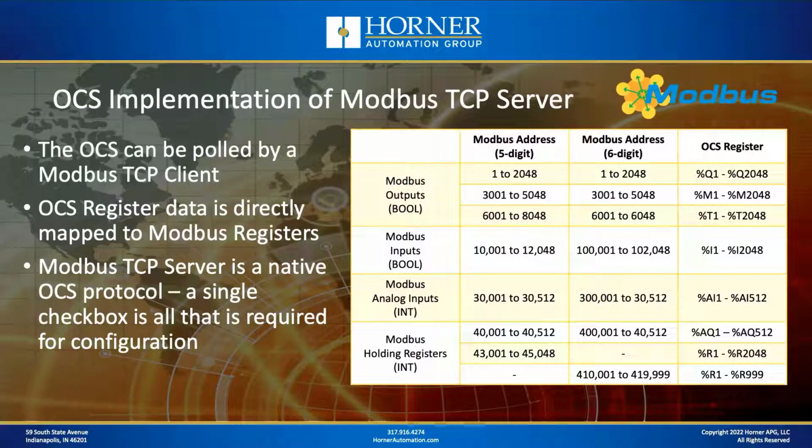Okay, now in terms of the OCS implementation of Modbus TCP server, where the OCS is sitting there waiting for a query from a client and responding when they're polled, in that implementation, the OCS uses a map of its local OCS native registers over to Modbus address space. And setting it up on the OCS side, at least server-wise, couldn't be simpler. It's a single checkbox because it's a native OCS protocol. So literally all you have to do is check a checkbox to support Modbus TCP server in the OCS.